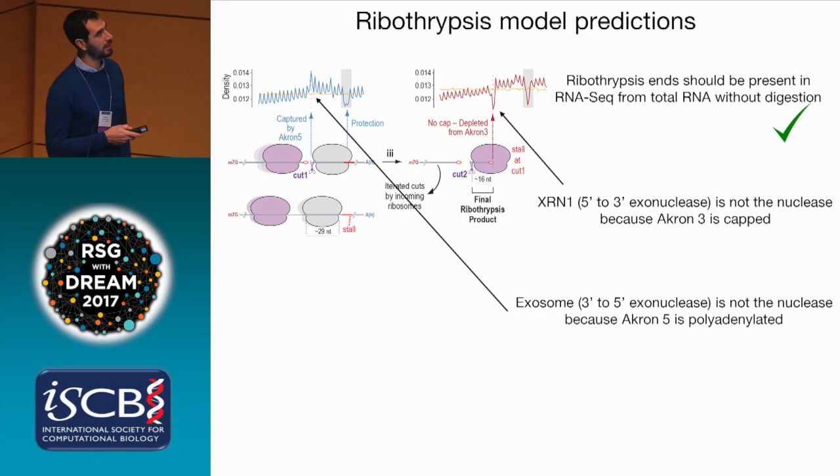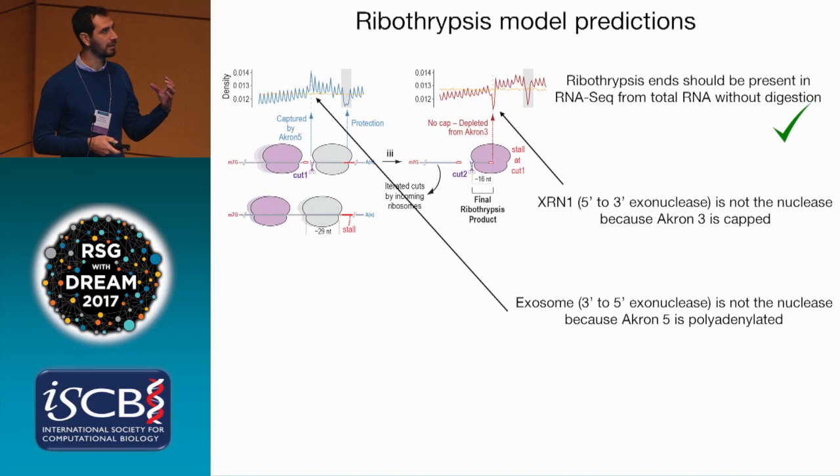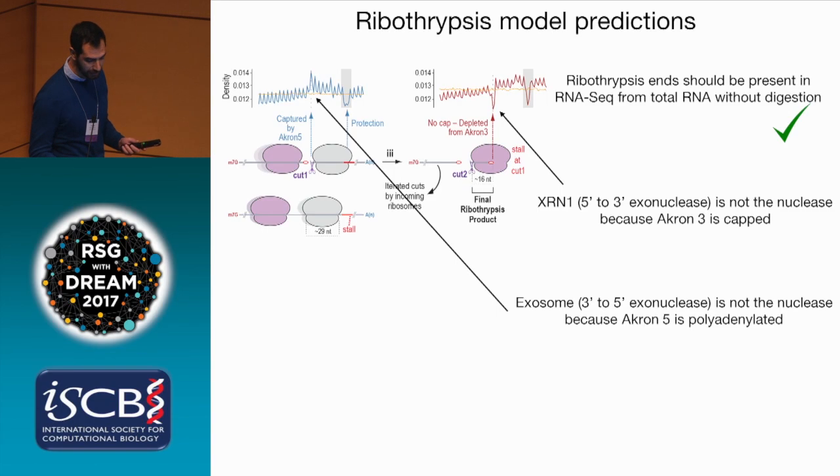The next prediction coming from the model is that what we're seeing should be independent from any 5 to 3 exonuclease, including XRN1. The reason is that the signal that we see in these plots is coming from capped RNA, so there is no way that the process is coming from the 5' end. Similarly, it should be independent from any 3 to 5 exonuclease, including the exosome, because the signal that we see here is coming from polyadenylated RNA, so there's no way that it is coming from the 3' end. Now, I don't have time to go through the data, but we used small RNA-seq data upon knockdown of these elements, and we see exactly that nothing changes.